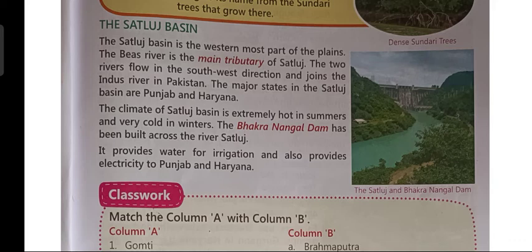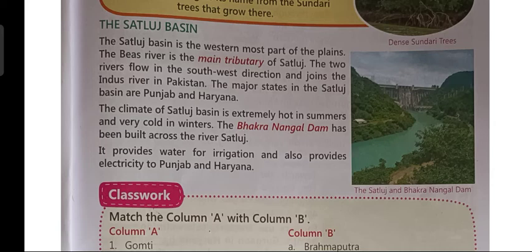And children, Bhakra Nangal Dam is built across the river Satlaj. So here children, this is important that Bhakra Nangal Dam is built across which river? It is built across river Satlaj. And children, this Bhakra Nangal Dam provides water for irrigating the fields of the farmers and it also helps to provide hydroelectricity to the states of Punjab and Haryana. So through this dam, two things are fulfilled. First is the farmers can irrigate their fields and second that it also provides electricity to the states of Punjab and Haryana.